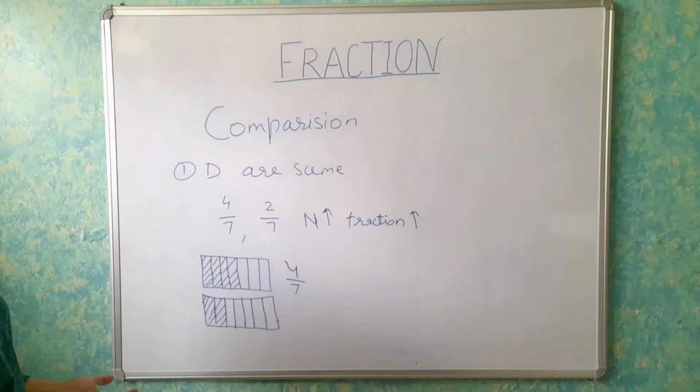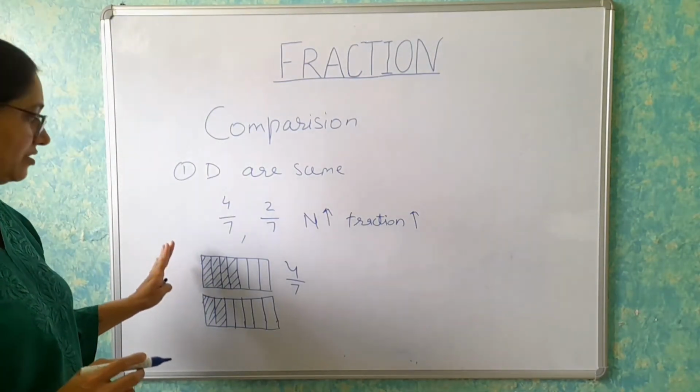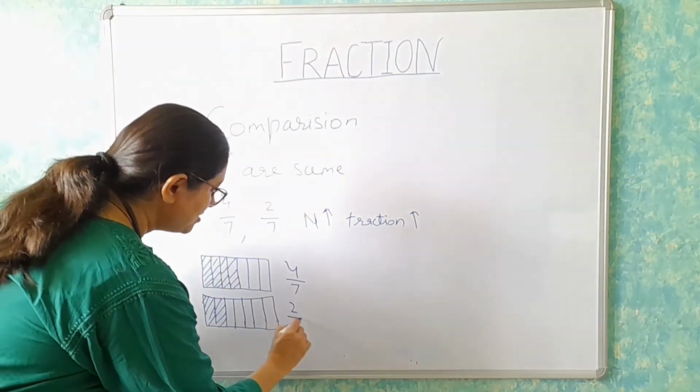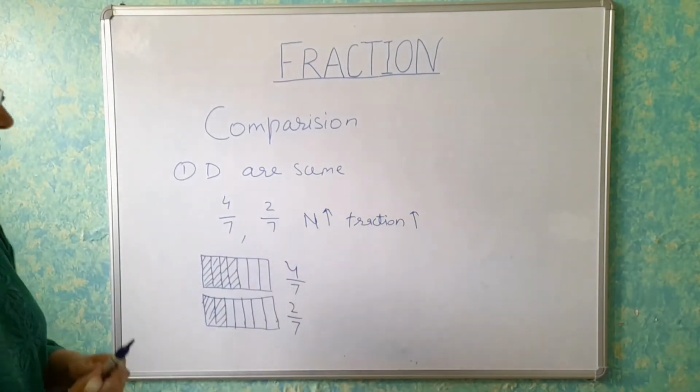So you can decide which one is greater. Obviously, the fraction with greater numerator is always greater. So 2 by 7 is smaller and 4 by 7 is greater.